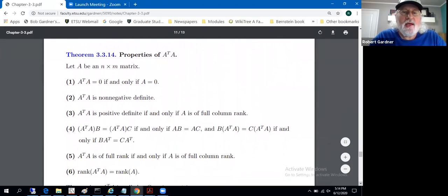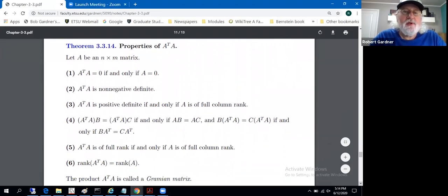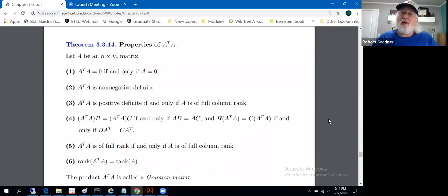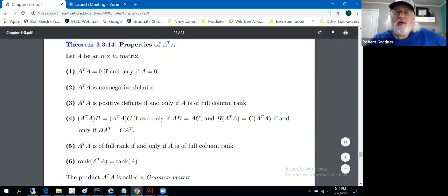Okay, we're going to look at some properties of products of this sort. So we're going to take a matrix A, transpose it, and multiply it by A. If A is an n by m matrix, then indeed A transpose A is defined. So is A times A transpose. But the dimensions work out, so we do the transposing, the product exists, and we're going to make a bunch of claims about this product A transpose A.